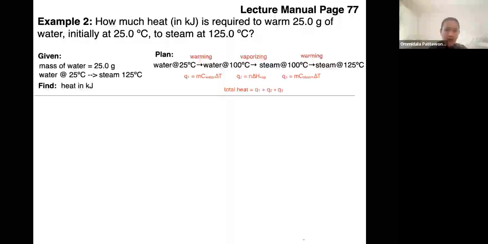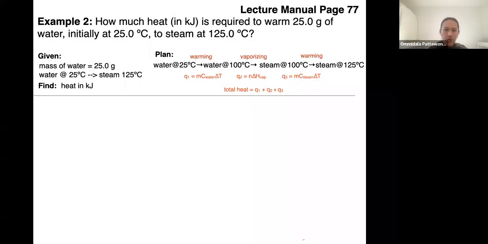In this case, the plan would be we are going to warm water at 25 degrees Celsius to 100 degrees Celsius, right? And then water at 100 degrees Celsius, this is the boiling point, is going to change state. Once it changes state, you will notice that the temperature stays constant, so the temperature of water and steam have to be the same. Once it all becomes steam, then when you heat it further, the steam would increase in temperature. So it would involve three steps here.